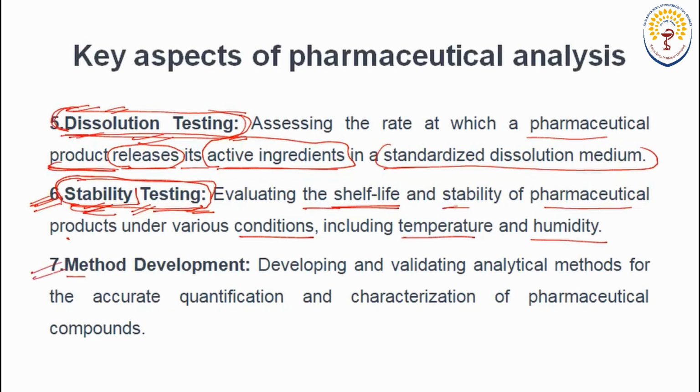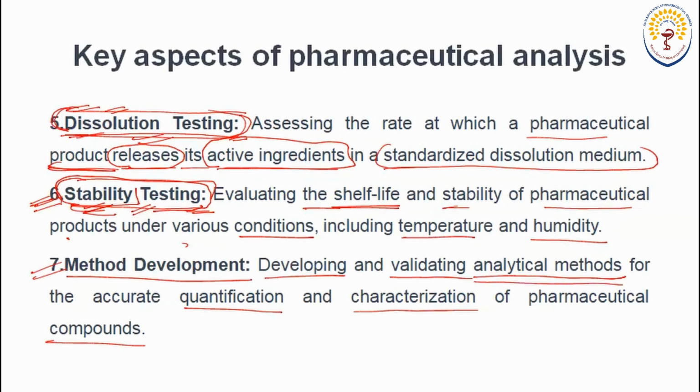Now the last point is method development. What is method development? Method development means we are developing and also validating, or you can say ensuring, the different analytical methods that we use for quantification and characterization of pharmaceutical compounds. So pharmaceutical analysis is also used to develop different analytical methods, different ways of testing, which is known as method development. And why are we doing this?